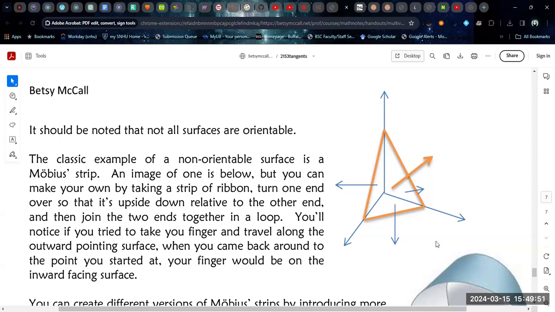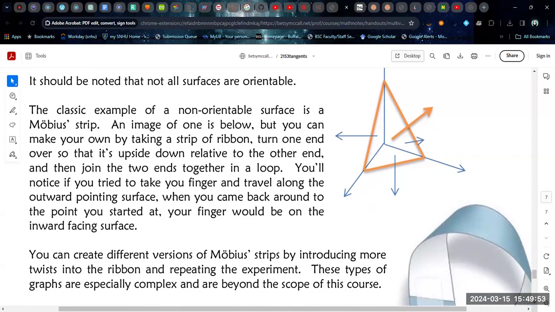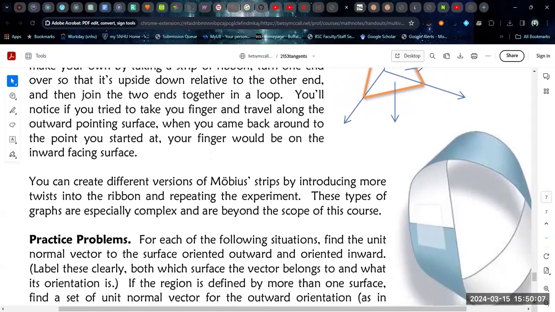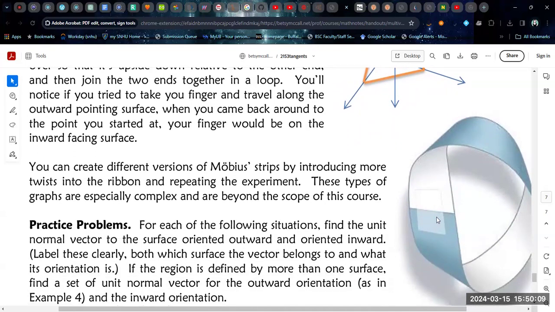Now, not all surfaces are orientable. This is where our calculus will break down and we'll have to do other kinds of weird things. But the classic example of a non-orientable surface is a Mobius strip. So there's an example of one. You can create one very easily by taking a strip of paper and twisting one end a half turn over so that the back side is now on the top, and then taping the pieces together. And then you can see what this is like.